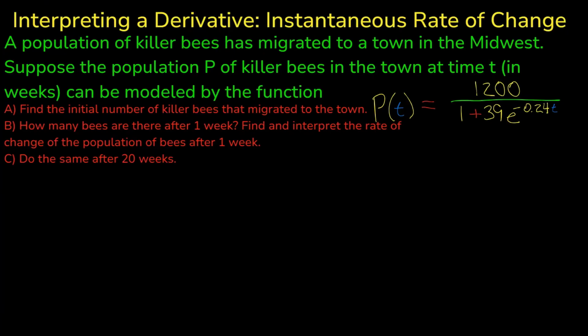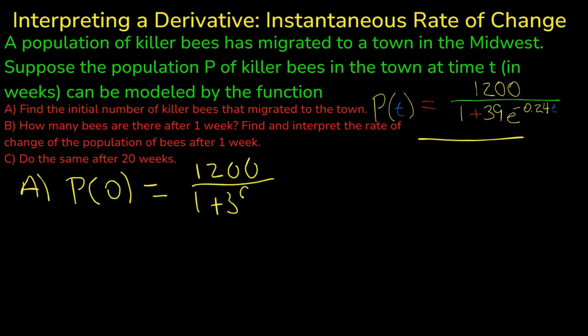A population of killer bees has migrated to a town in the Midwest. Suppose the population P of killer bees in the town at time t in weeks can be modeled by this function right here. Find the initial number of killer bees that migrated to the town. So for part A, all we need to do is plug in 0, and you would end up with 1200 over 1 plus 39, because you have e to the negative 0.24 times t, which would end up being e to the 0. So that's 1200 over 40, which simplifies to 30.